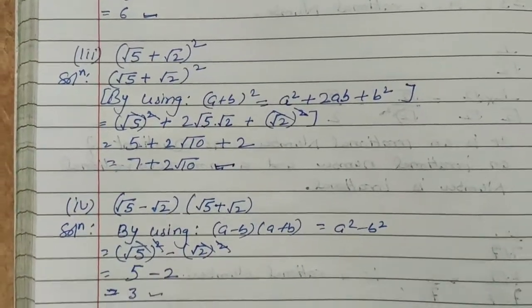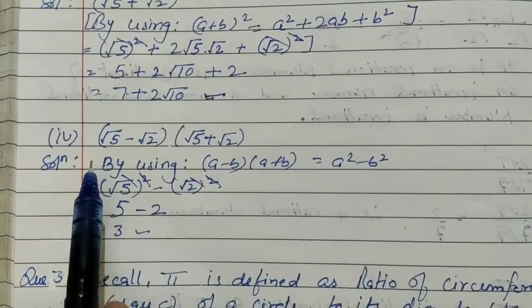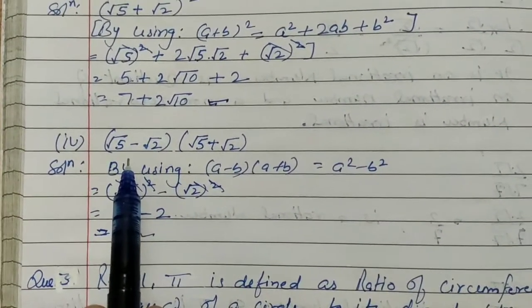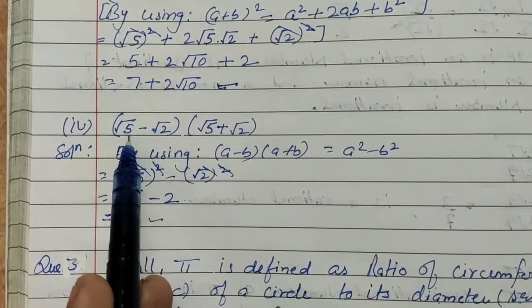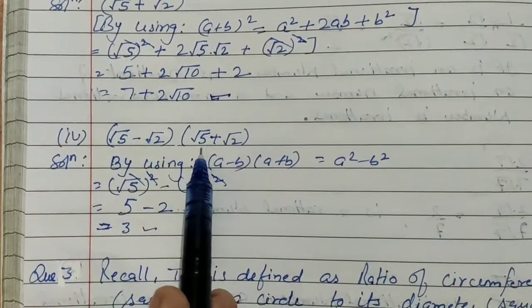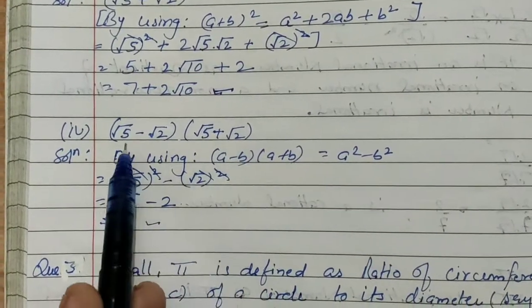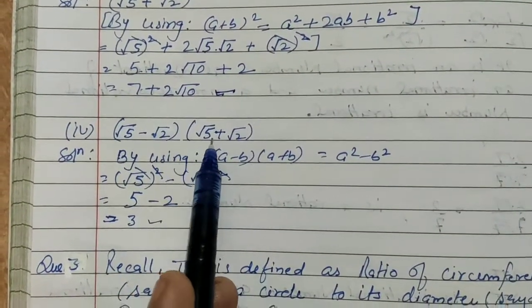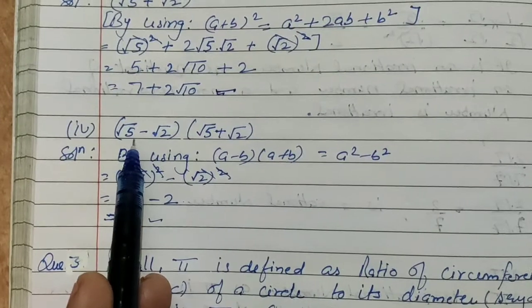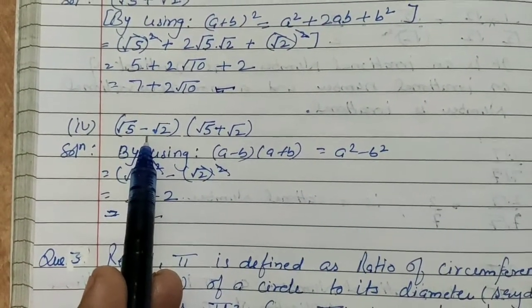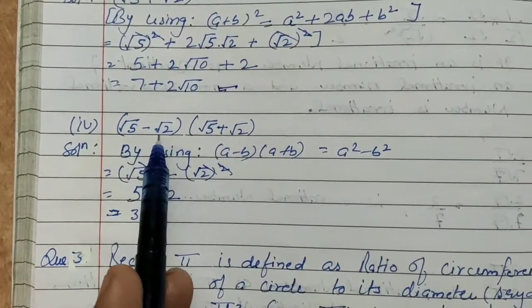So now proceed to part number 4. Here in part number 4 we have the given expression (√5 − √2) into (√5 + √2). So we have two terms a and b, both are the same in both factors but with different signs. So you can say (a − b) into (a + b).